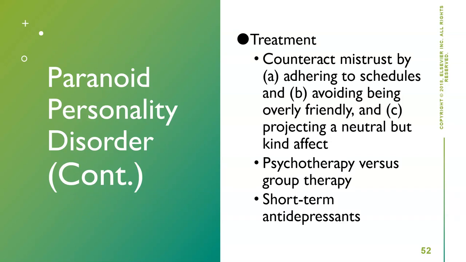Treatment, we have to follow schedules. We have to try not to be too friendly. We want to be neutral, but nice to them. Straightforward explanations of what is happening of the test. Use simple language. With almost all of our personality disorders, we're going to talk about limit setting and letting our patients know these are the boundaries. This is what is appropriate and this is what is not appropriate. Unsurprisingly, these patients are going to reject treatment because they don't think they need it.